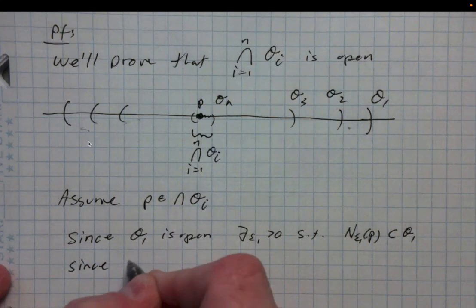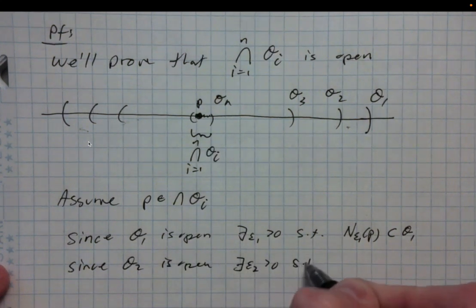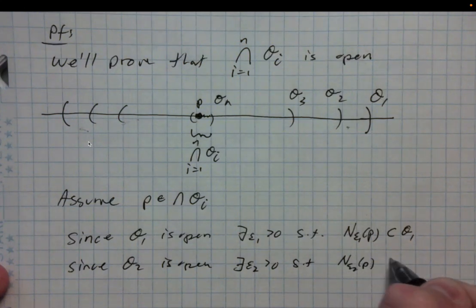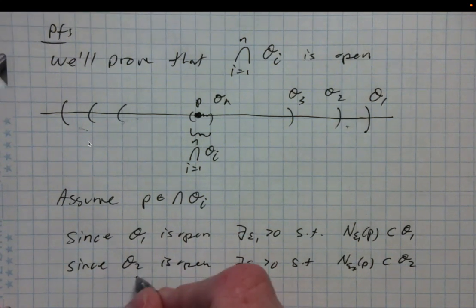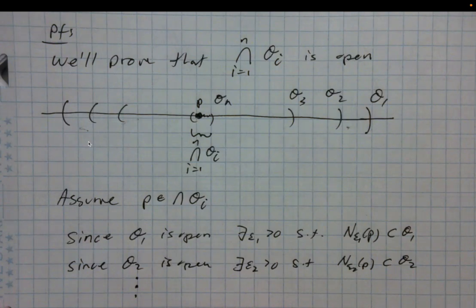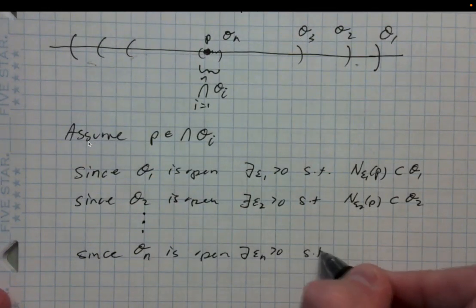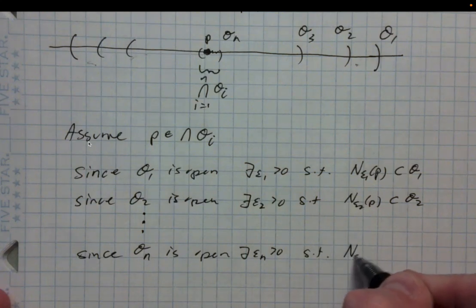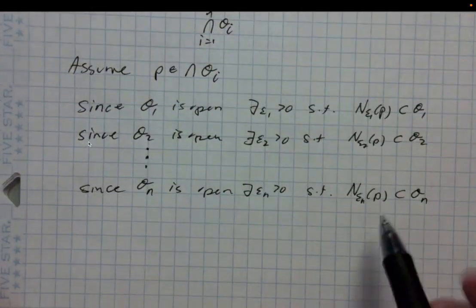And we can do this again. Since O2 is open, there exists epsilon 2 greater than 0 such that the epsilon 2 neighborhood of P is in O2. And if it's in O2, it's automatically in O1 also, based on our schematic. That doesn't necessarily have to play out that way, though. Okay, and this can continue on indefinitely. Now, since O_n is open, there exists epsilon n greater than 0 such that the epsilon n neighborhood of P is contained in O sub n.